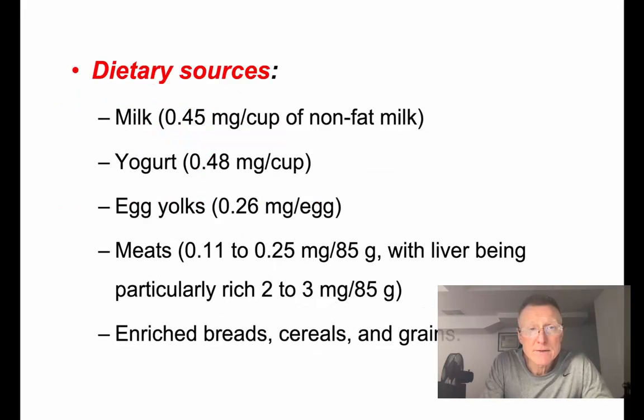So what are the dietary sources? Milk, for instance, is 0.45 milligrams per cup if it's a non-fat milk. Yogurt, 0.48 in a cup. Egg yolks, one egg yolk is approximately 0.26. Meats in general, 0.11 to 0.25 in 85 grams of meat, which is not a large amount.